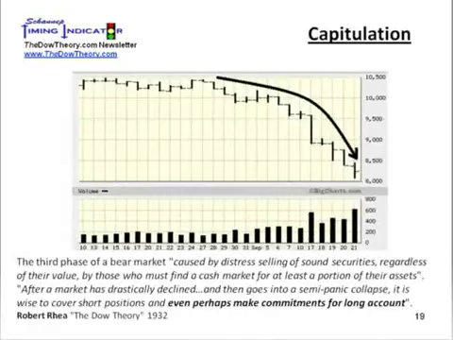capitulation. Capitulation is a word that neither Charles Dow, William Hamilton, nor Robert Ray ever uttered as far as I can find, but it's what they were alluding to, as Ray wrote here.